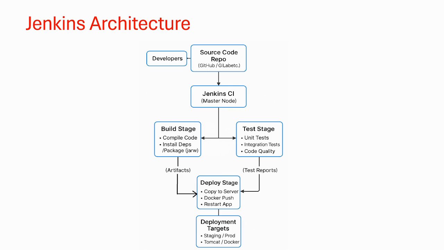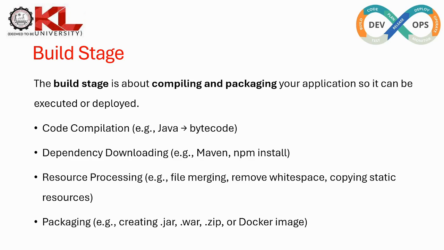So this is the Jenkins architecture. Jenkins acts as an intermediary between the source repository and the build, test and deploy phases. When Jenkins identifies a change in the source repository, the pipeline is automatically triggered. During the build stage, compilation happens. During the test stage, it checks the code quality. During the deploy stage, it deploys your application onto the server.